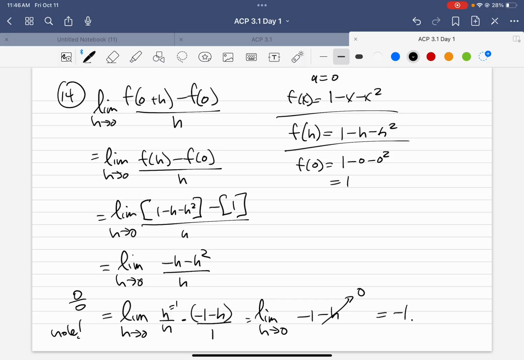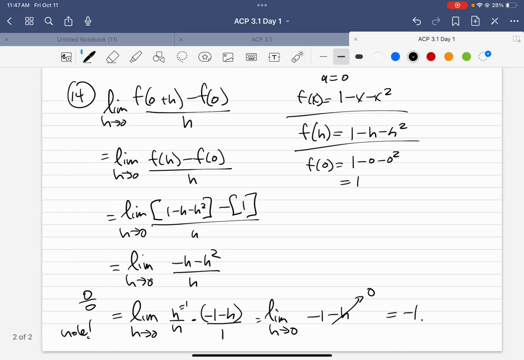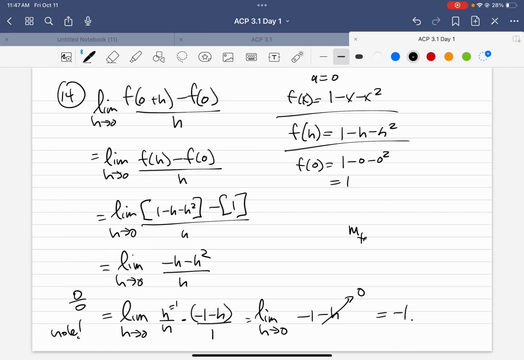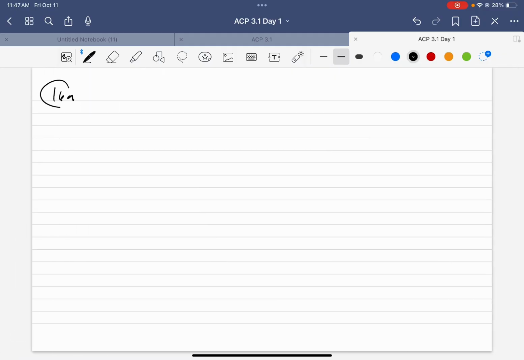Okay, so we're just going to do the a part on 12, which is to find the slope of the tangent line. So the slope of the tangent line we found here was 1/5. If we go back here, the slope of the tangent line at x equal to 0 we found was negative 1. So we're just doing 14a. Now we're going to do 16a.